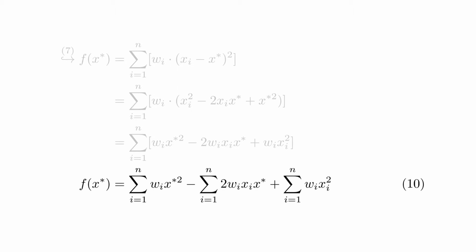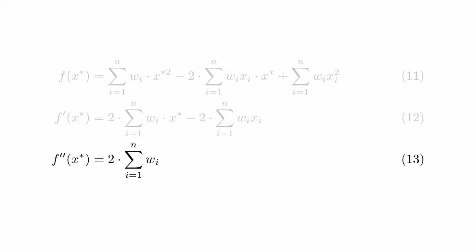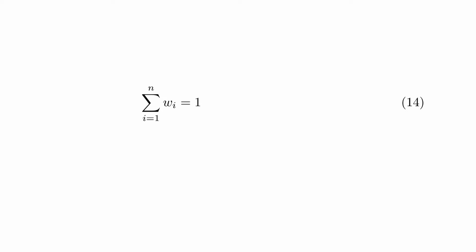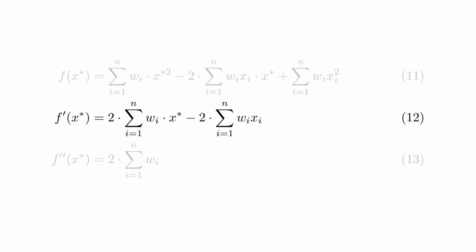After transforming the function, the next steps are the first and the second derivations. First, we focus on the second derivation. Because the sum of all individual weights equals 1, our second derivation is always bigger than 0. This proves that our result will be a minimum. So now we can focus on the first derivation and solve it for the optimized x.